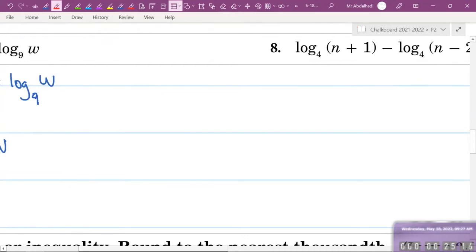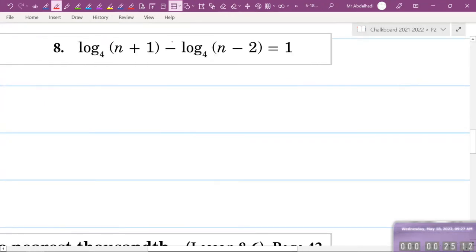Okay, number 8. This time we have a quotient rule because there's a minus here. If you take the log base 4 of this over this, you get a fraction, right? You get n plus 1 on top and n minus 2 on the bottom. So that's the quotient right there, equals 1.